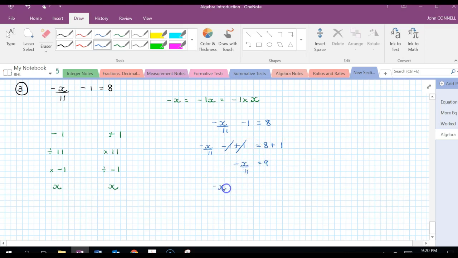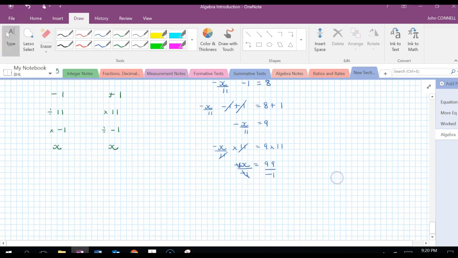So then minus x on 11, I'm going to multiply by 11 both sides. It's going to keep everything the same. The 11s are going to cancel there. So I get minus x is equal to 99. And then I divide through by minus 1. That's minus 1 out the front there, so it's going to cancel with the minus 1 there. So x is equal to minus 99.